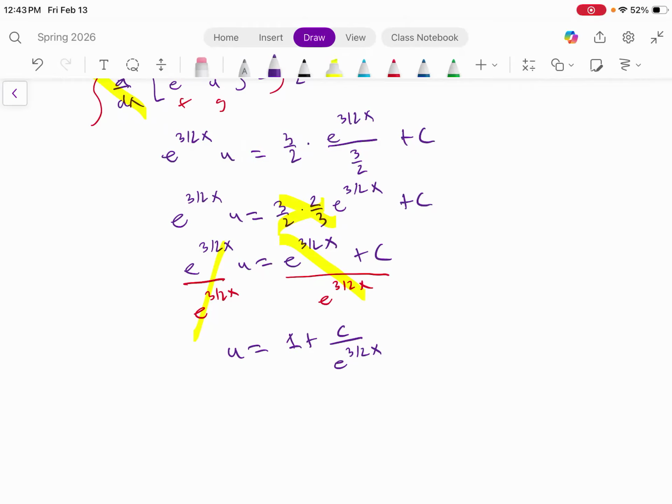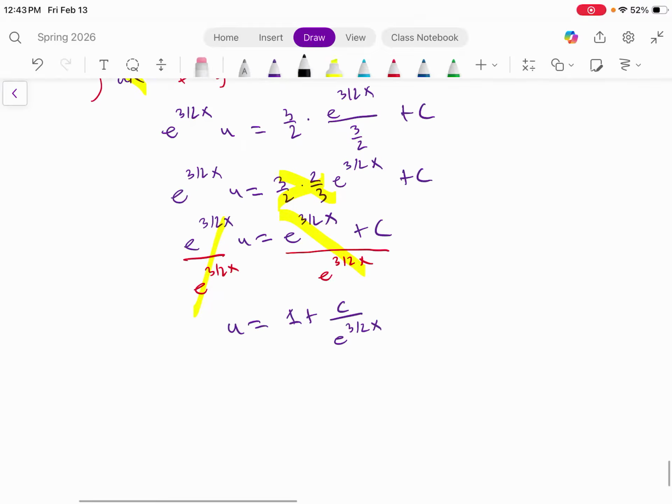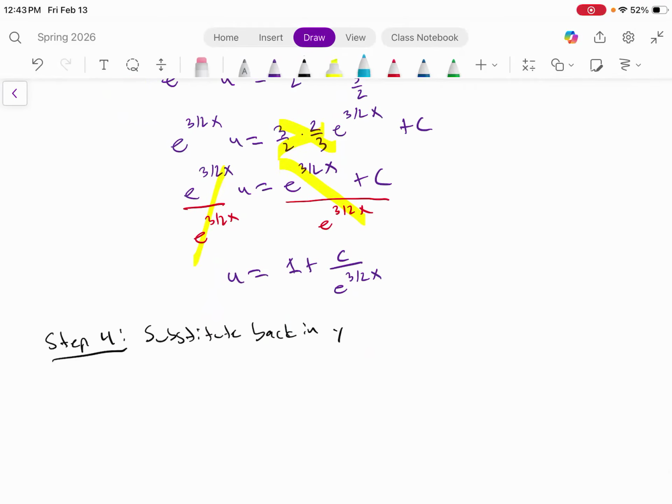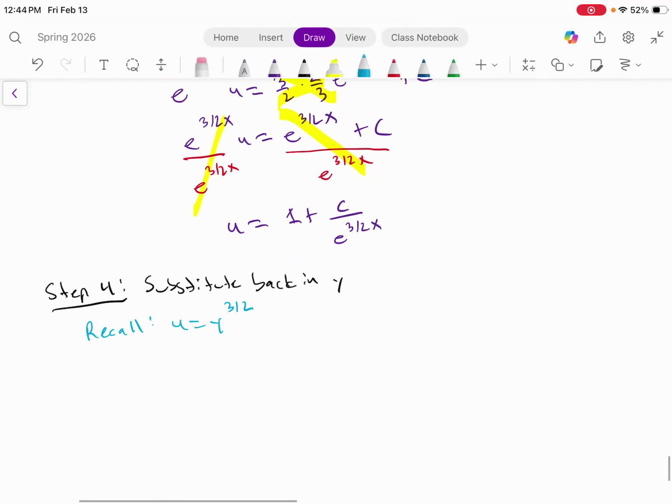And what we're going to do is substitute back in our y. So step 4, substitute back in y. Okay, so let's recall a bit. u equals y to the 3 halves. And so let's plug that back in. And so we get y to the 3 halves equals 1 plus c over e to the 3 halves x.